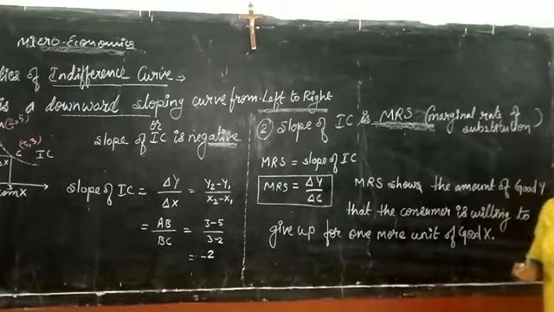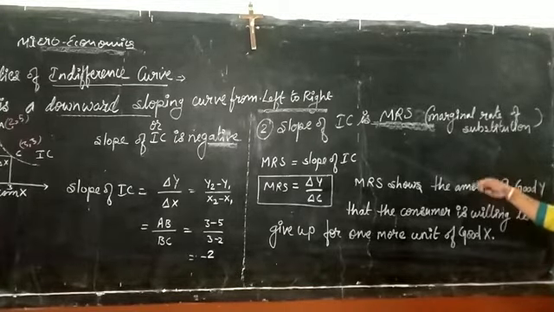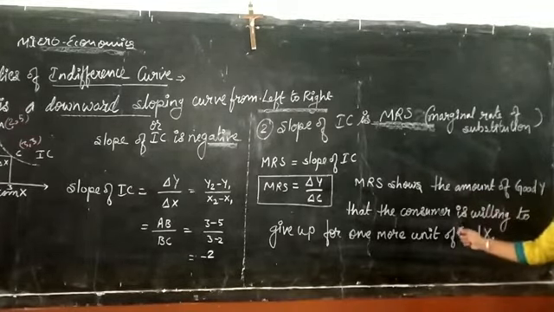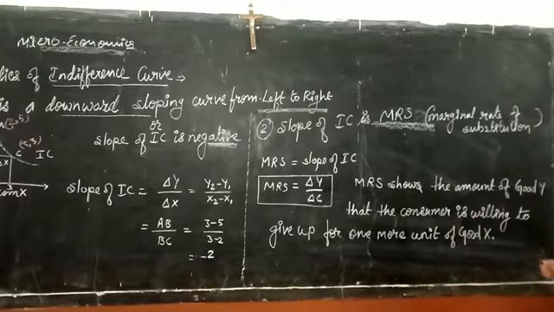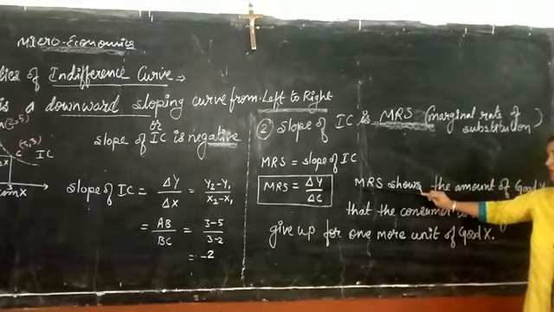How do you define the term MRS, or marginal rate of substitution? This can be asked in very short answer type questions, or the question from this topic may be like: explain the slope of indifference curve with the help of a tabular presentation and a graphical presentation. So you have to show all these things with the definition also. MRS is defined as, or MRS shows, the amount of good Y. This is marginal rate of substitution.